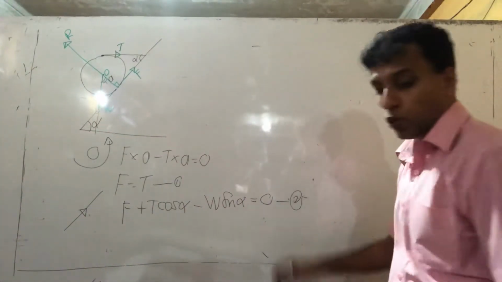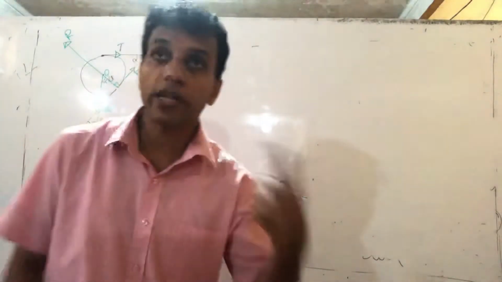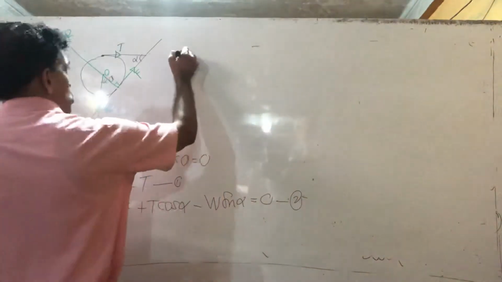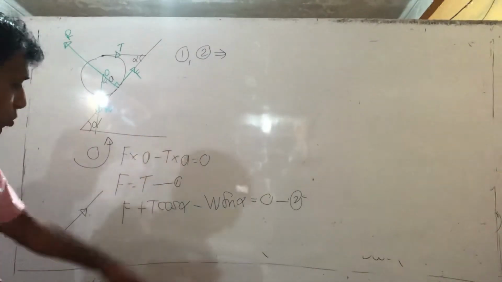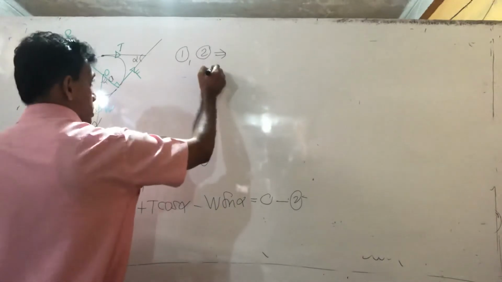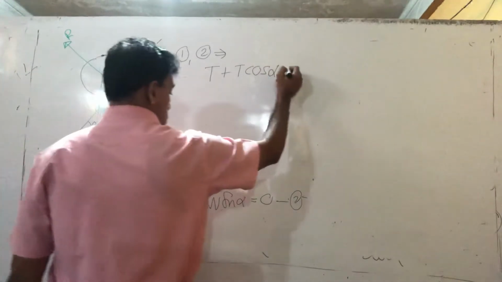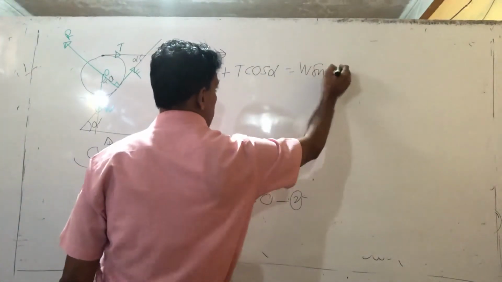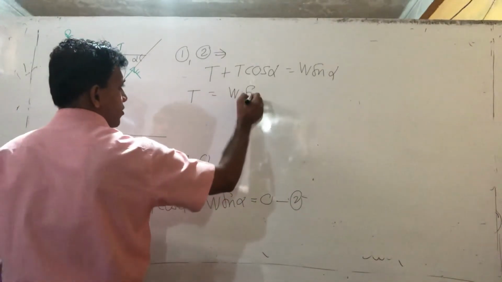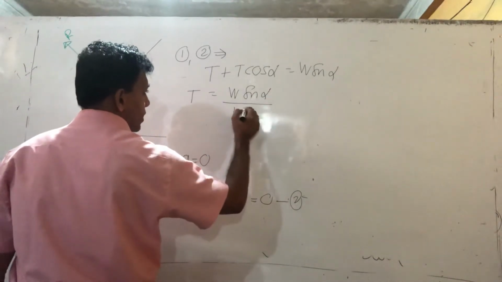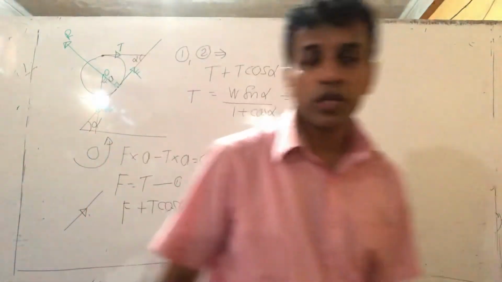Check the second equation. Now connect both and try to find the T answer or the F answer. So 1, 2 gives you F equals T, so T plus T cos alpha equals W sin alpha. Take the cos, cut it, and divide by that: T equals W sin alpha over 1 plus cos alpha. This is F now. F and T are both equal, right?